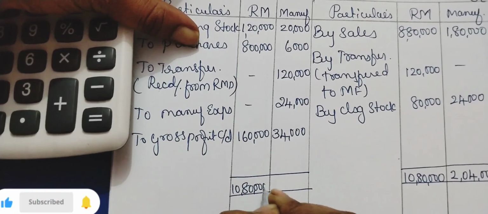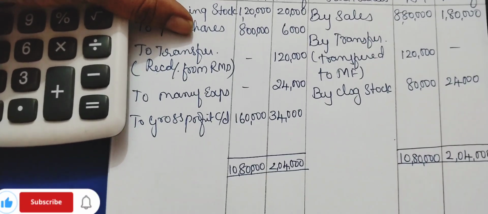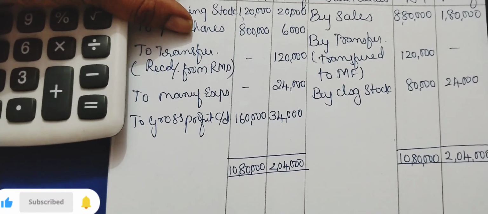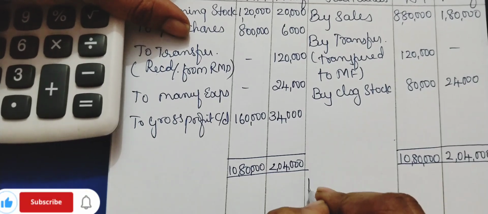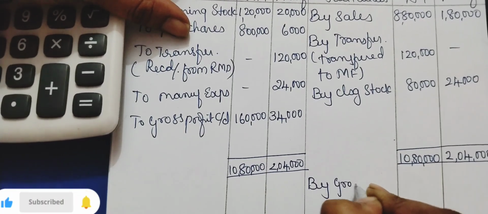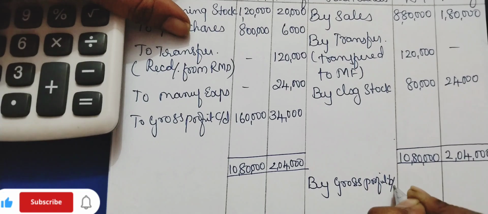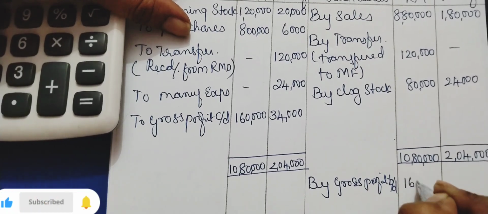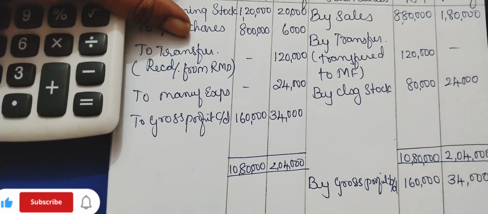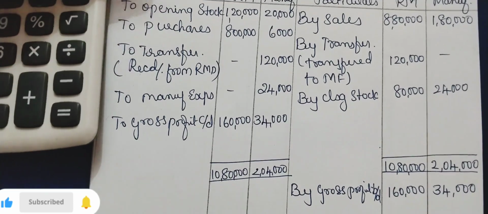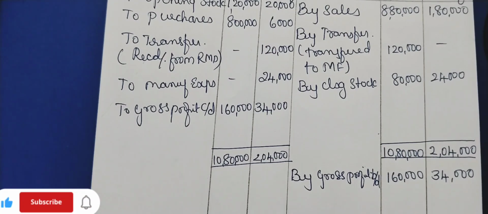10,80,000 and 2,04,000. Here we have carry down. Now you need to bring down these two to find out the net profit. Profit and loss account we are transferring by gross profit brought down. Gross profit brought down 1,60,000 and 34,000. Now, which are all the expenses and incomes we have?